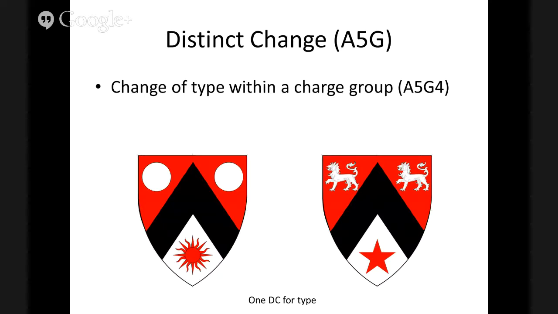What have we got here? We've changed the roundels to tigers, right? We've changed the sun to a mullet. So why do we only get 1 DC? Because it's only the one charge group that's changed. Yeah, only 1 DC for type in a single charge group, and all 3 of those charges are in the same charge group, right? Okay.